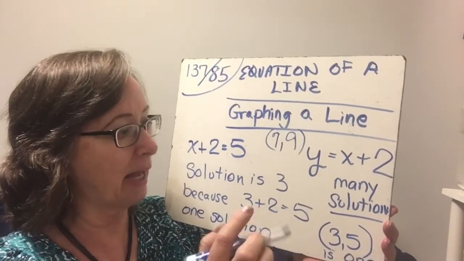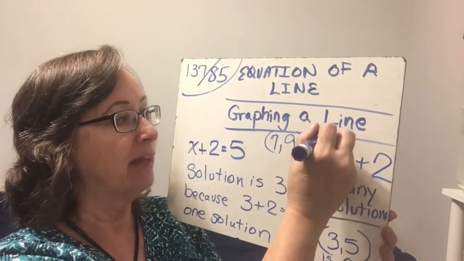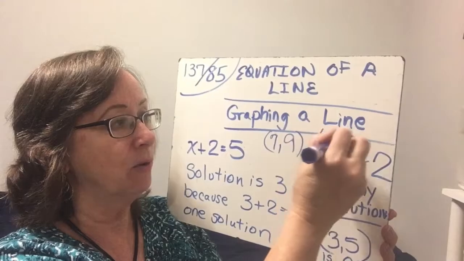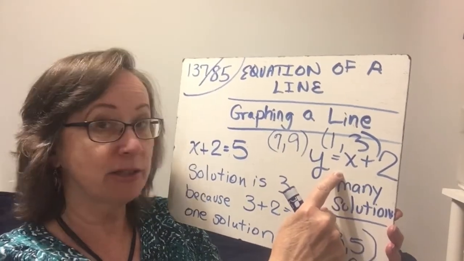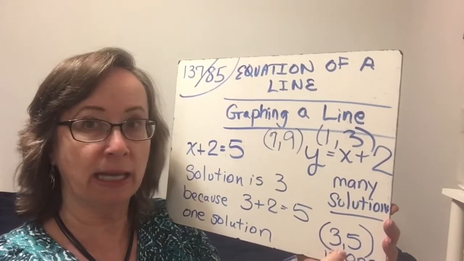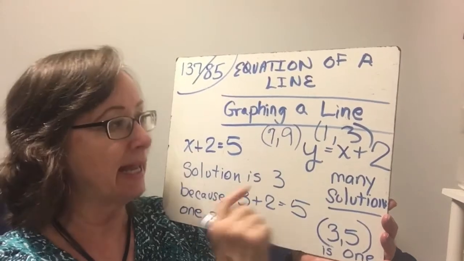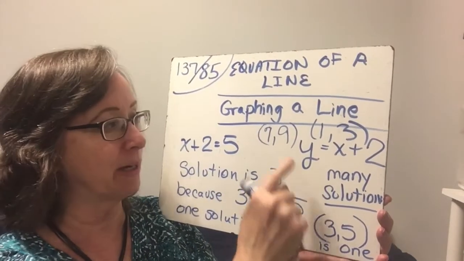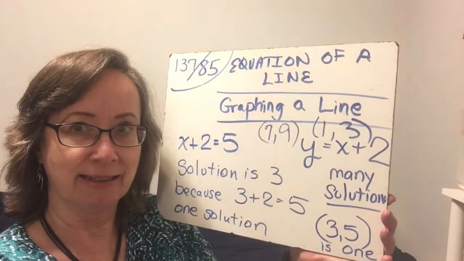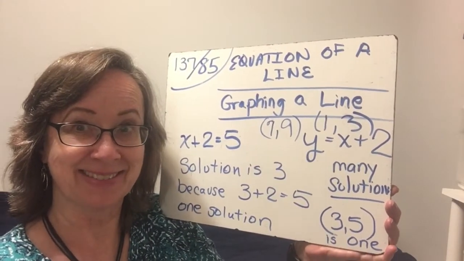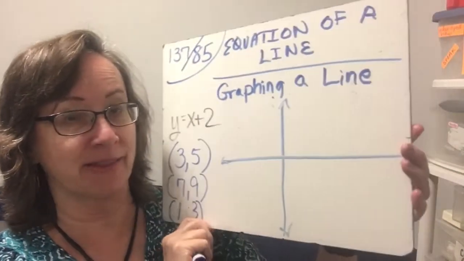What if I put a 1 here? Then 1 plus 2 is 3. And 1, 3 would be another solution to this same equation. So now I found three solution ordered pairs to the same equation. Now I'm going to show you in the next board, if I graph those 3, they make a line. And that's all there is to it. So just showing how easy it is to graph this line.